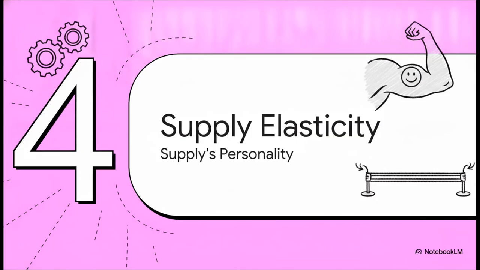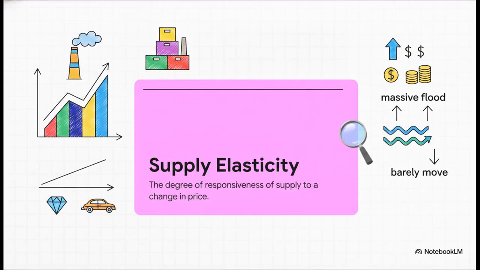Let's dive into Section 4, elasticity of supply. Seeing how all this builds our understanding, we start to realize that supply isn't just some rigid rule. It actually has a bit of a personality in how it reacts. We call this elasticity of supply.